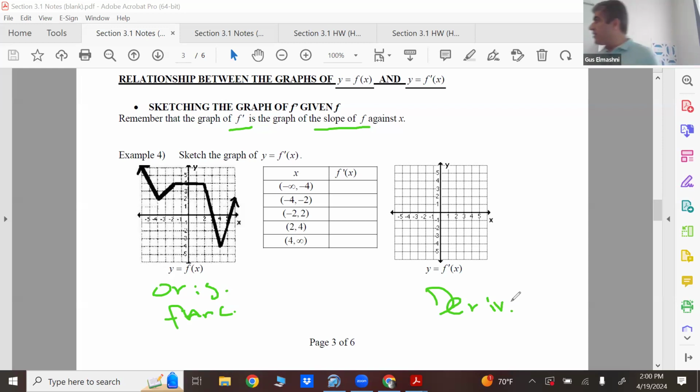Now, fortunately, the original is a piecewise function with a bunch of linear segments. You got 1, 2, 3, 4, 5. I got 5 linear segments. And for each linear segment, we have a subinterval defined. So -3 to -4 is the first one, -4 to -2 is the second one, -2 to 2 is the third one, 2 to 4 is the fourth one, and 4 to 5 is the fifth one.